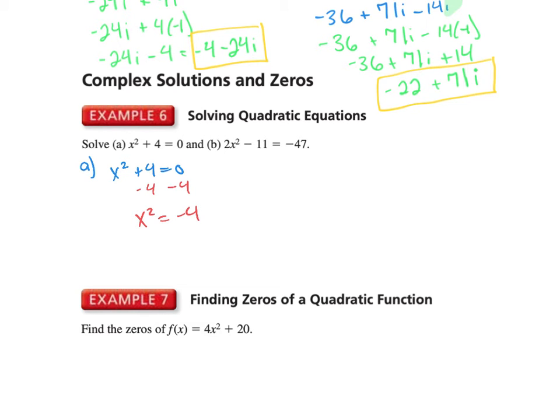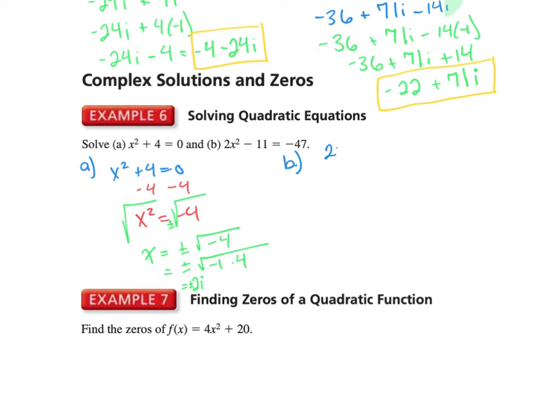So we're going to take the square root of both sides. Don't forget about the positive negative, okay? So x equals positive negative square root of -4. We need to simplify that. So that's -1 times 4. The square root of -1 is i, and the square root of 4 is 2. So that's positive and negative 2i. Let's look at B.